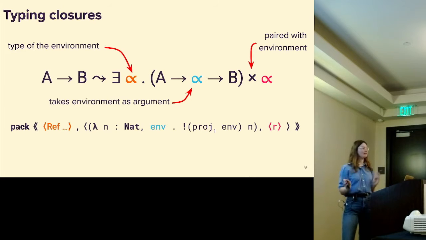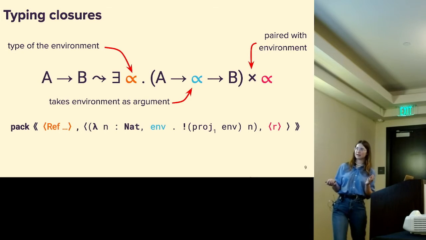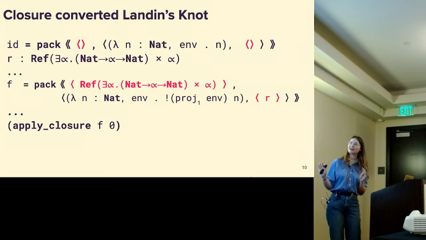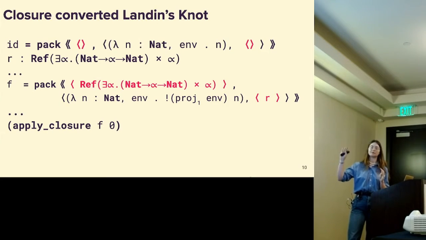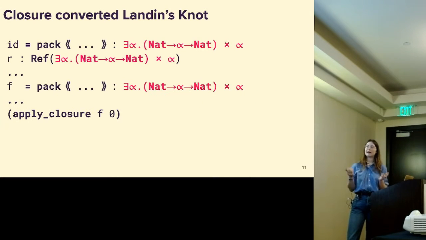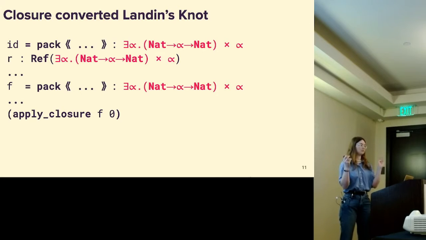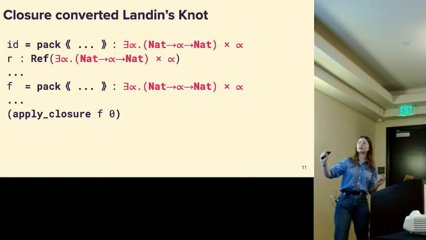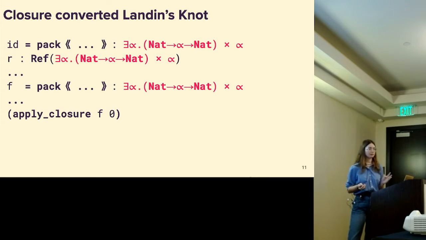OK, so we went on this whole digression to kind of revisit our example of Landin's knot explicitly with environments. So let's go back to that. So there's a lot of things on the slide here. What I really just want to draw your attention to is we have now, instead of two functions, two closures. And these two closures, ID and F, have two different environments, highlighted in pink here. But despite these differences, they actually end up having the same type, because we've abstracted over the type of the environment. We don't know any details about the types. And in particular, it's the same type that this reference R is expecting.